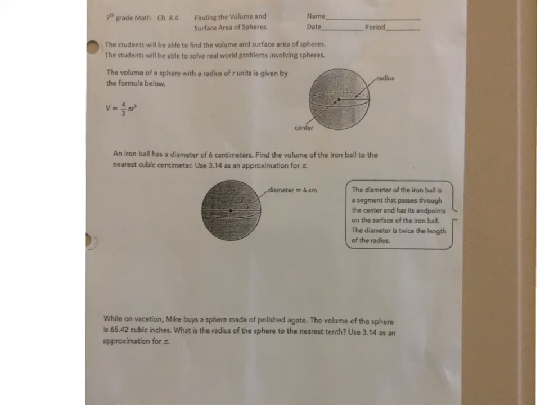Okay, so today we're going to go to 8.4, finding the volume and surface area of spheres. The volume of a sphere with a radius of r units is given by the following formula. The formula for the volume of a sphere is 4/3 pi r cubed, or you could do 4 pi r cubed divided by 3. It means exactly the same thing, just like when we multiply by 1/3 or divide by 3, it's the same thing.